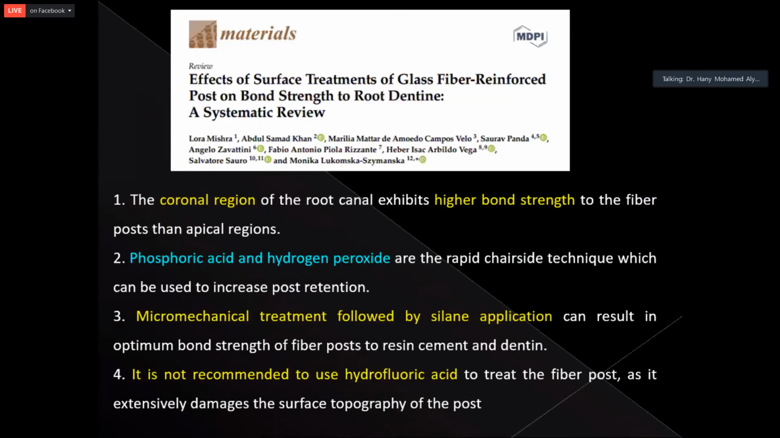So in this systematic review, they have done on the surface treatments of the fiber post, and it is found that the phosphoric acid and hydrogen peroxide are rapid shear side, which can increase the post retention. In addition, also the silane application also strengthen the post bonding to the resin cement.